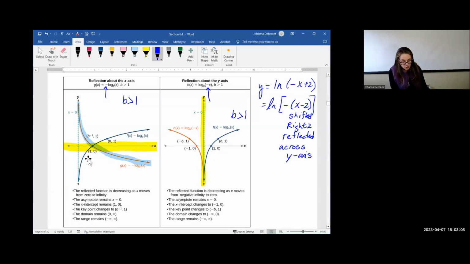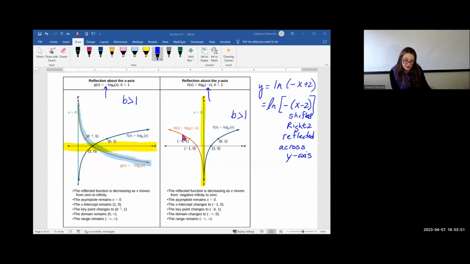Now notice that these do change some of the aspects of the graph. So when we look at the vertical reflection, when we multiply on the outside by a negative, and the outside, of course, affects the y value, then it's not going to change the asymptote. It remains the y-axis. It doesn't change the x-intercept, but it does change that key point right here where we've got this b, 1. Then over here, we would have b to the negative 1, 1, right? And we can see they're reflected right here. It does not affect the domain, and it does not affect the range.